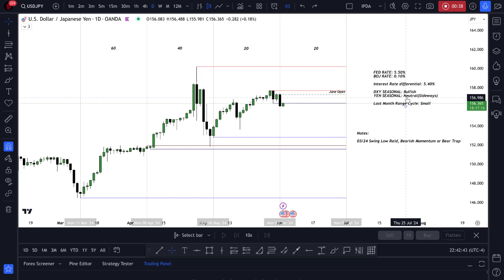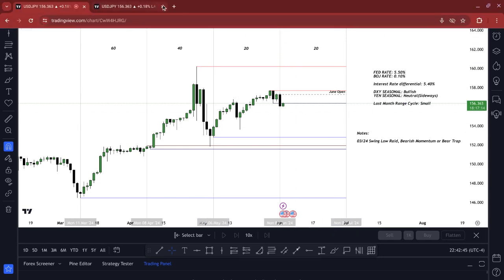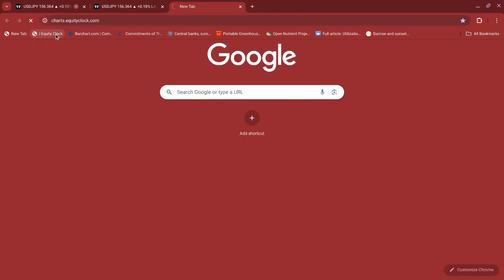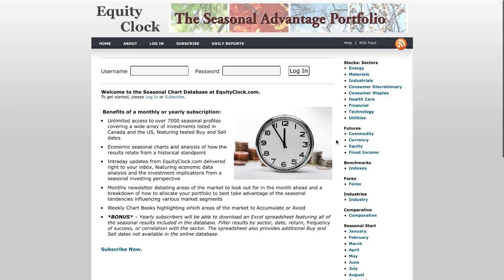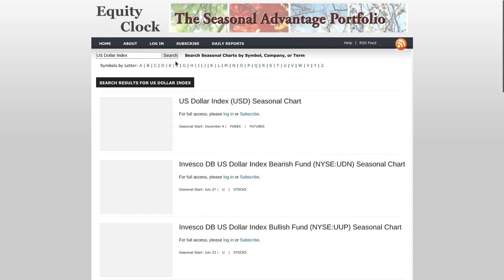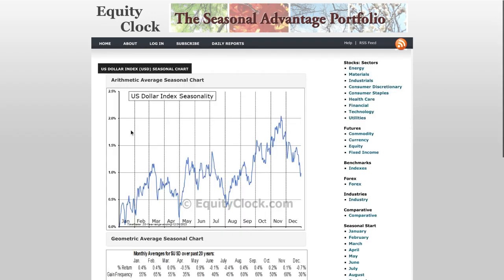So how did I get to this data or this information? Well, if you come over here briefly, hopefully you guys can still see the chart. Come over here, click Forex. I think you guys can still see my screen. US dollar, get the seasonal chart. There you go. So we got June, some type of decline, and then a rally going up into July.